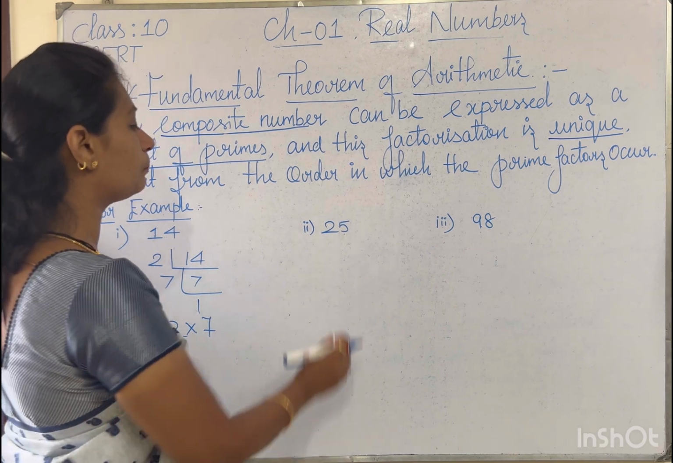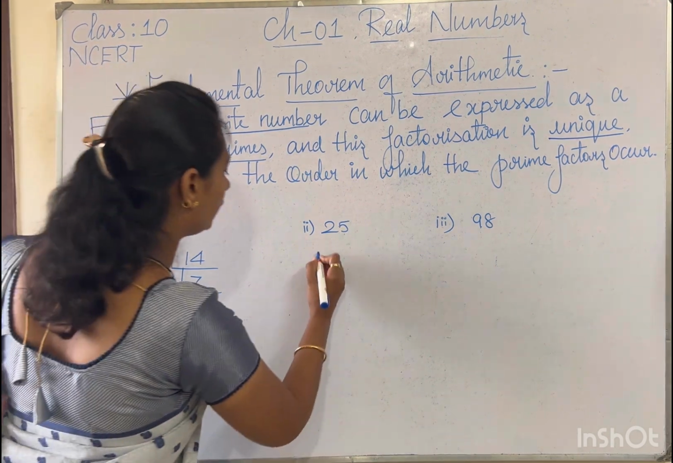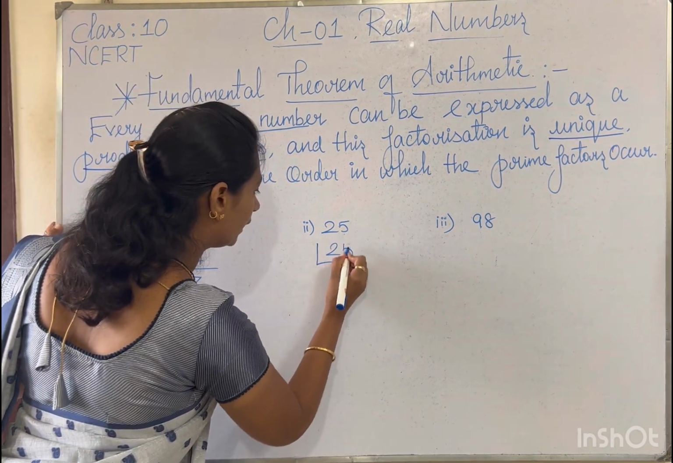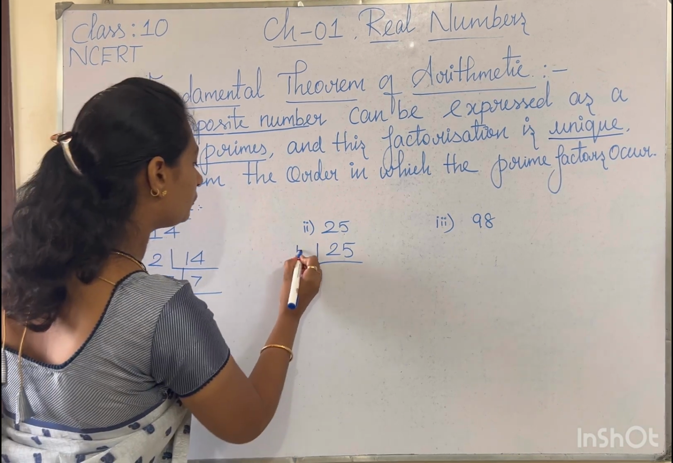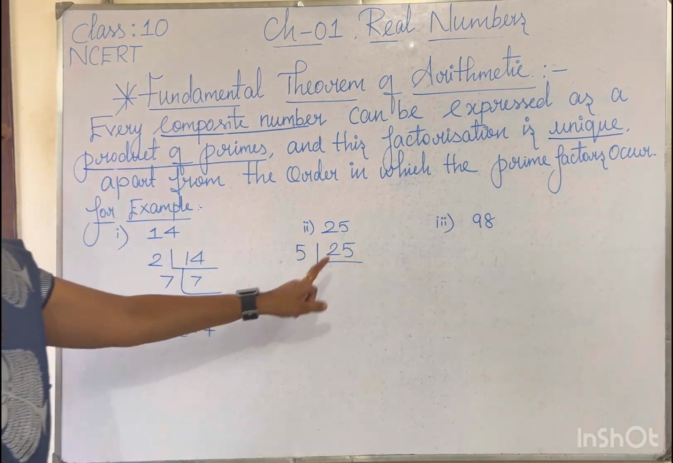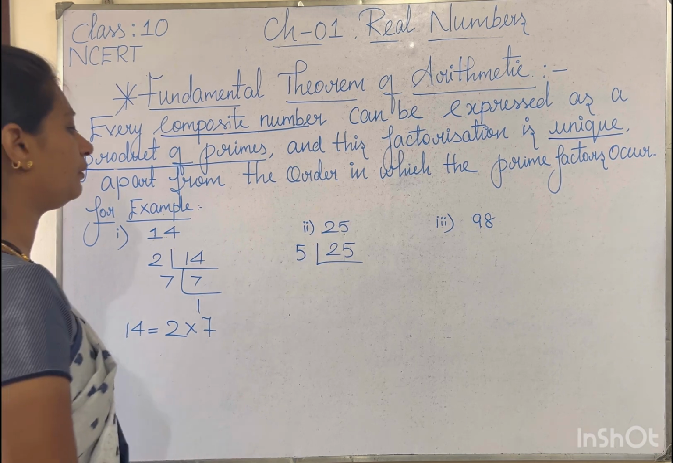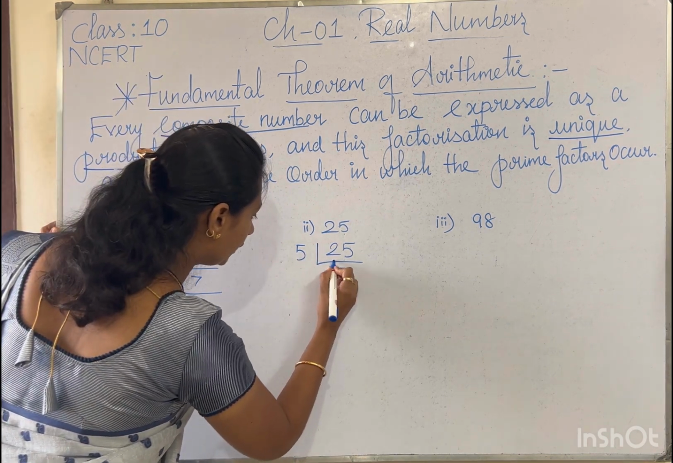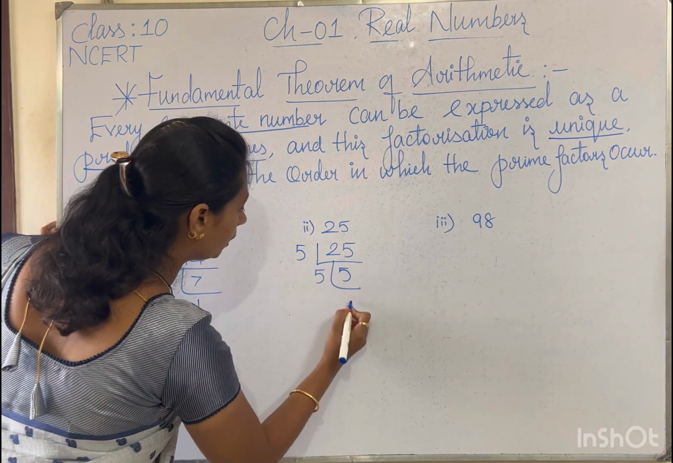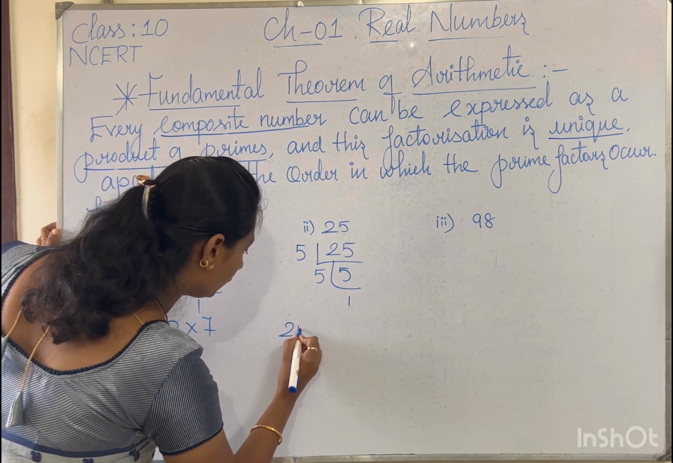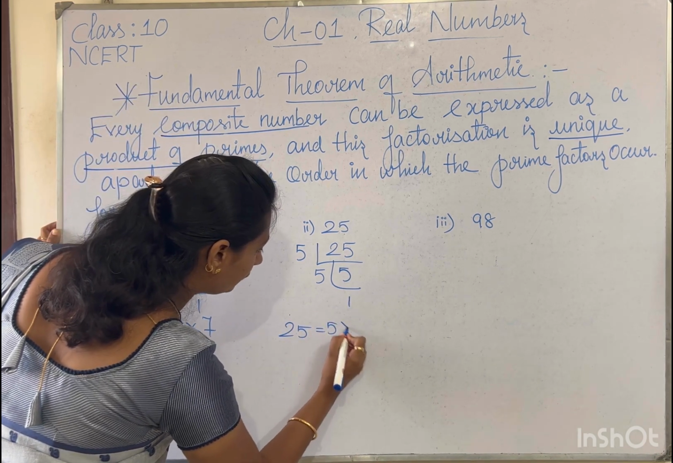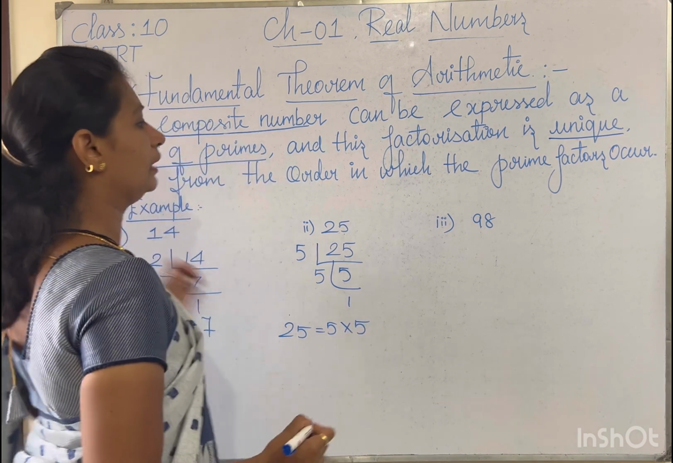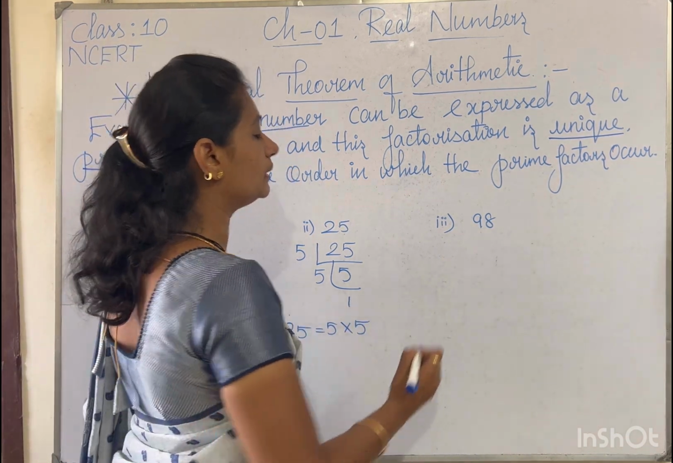The next example, we have a composite number 25. 25 can be factorized by using the prime number 5. Since it is ending with 5, it is divisible by 5. So 5 fives are 25. Then again by the prime number 5, 1. So 25 can be expressed as 5 into 5.